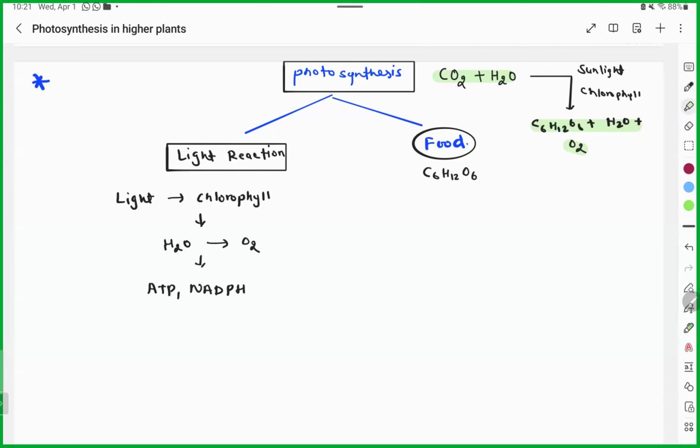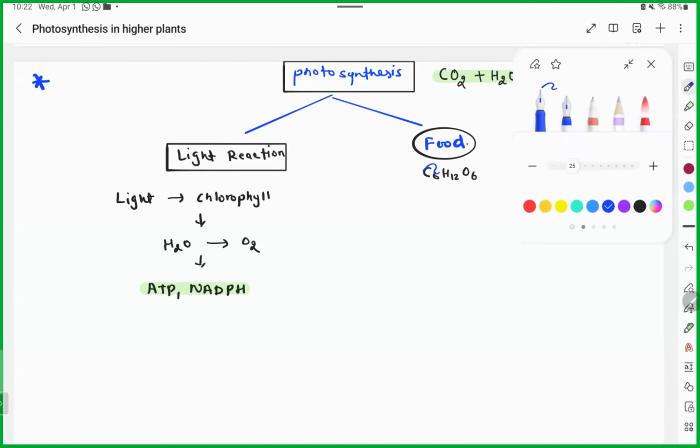Why do we want to produce this ATP and NADPH? You know, formation process requires energy, correct? And breakdown process releases energy. Example, respiration is a breakdown process, catabolism. It releases energy. But food synthesis is an anabolic process. You require energy. How will you get energy?